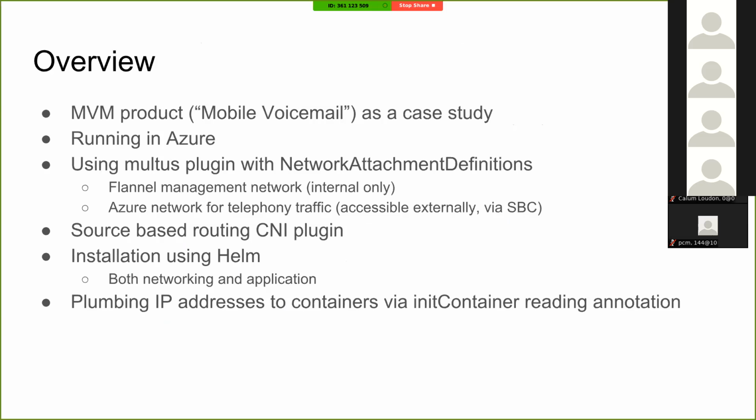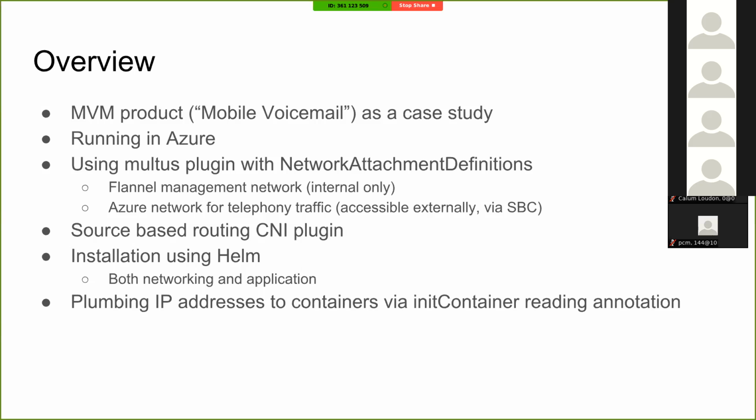Here's a little bit about how we did it. We took MVM, as I just said, mobile voicemail, as a case study, as a nice, easy application with fairly well-contained requirements. We were running in Kubernetes and Azure. We're actually using the standard Azure Kubernetes Service, but with the networking replaced by some careful use of daemon sets. We used the Multus plugin with network attachment definitions, all according to the spec, and we had a file management network, and we used the Azure network for telephony. So that's all fairly straightforward.